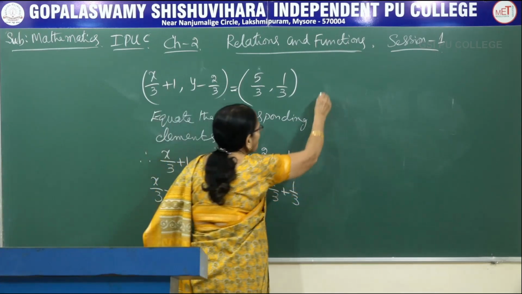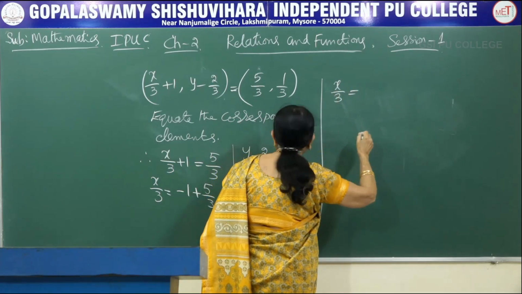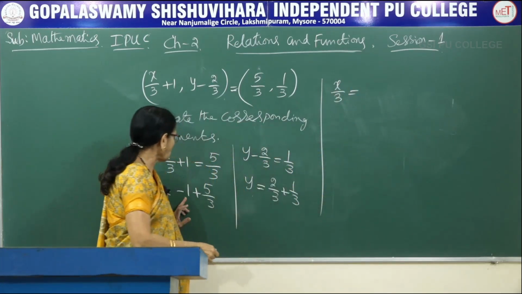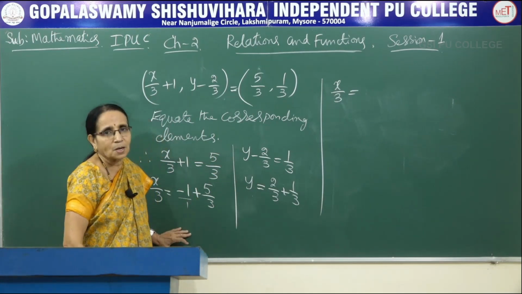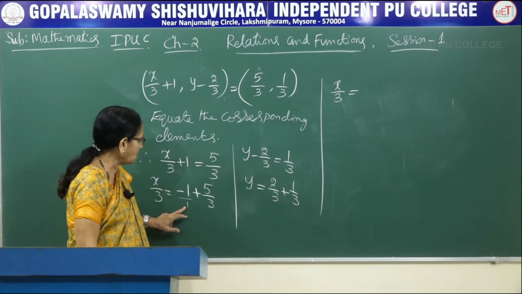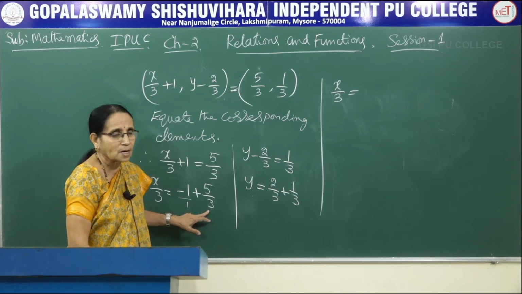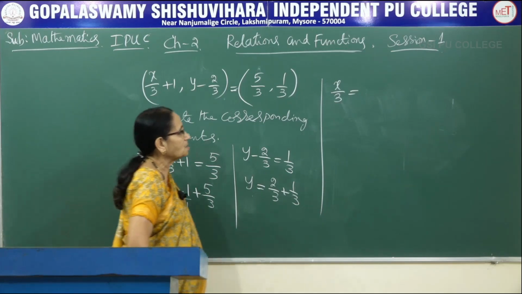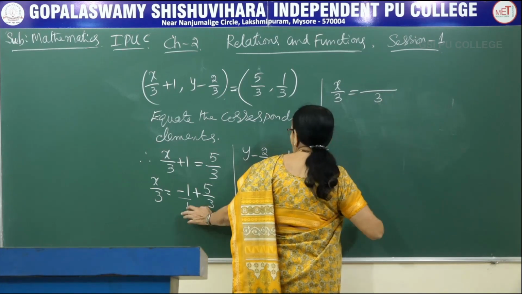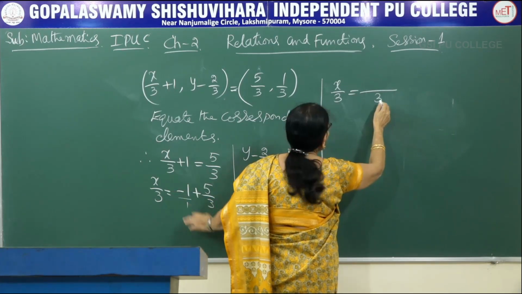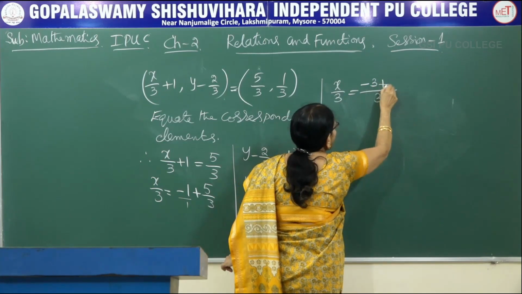Now let me consider the value of x first here. That is x by 3 would be equal to, look here, minus 1 means it is minus 1 by 1. I can write like this, minus 1 by 1. That means 1 is the denominator, 3 is the denominator. Hope you remember how to take the LCM. For 1 and 3, the LCM is 3 itself, the least common multiple. So 1 3s are 3 into minus 1 is minus 3. 3 1s are 1 into 5.